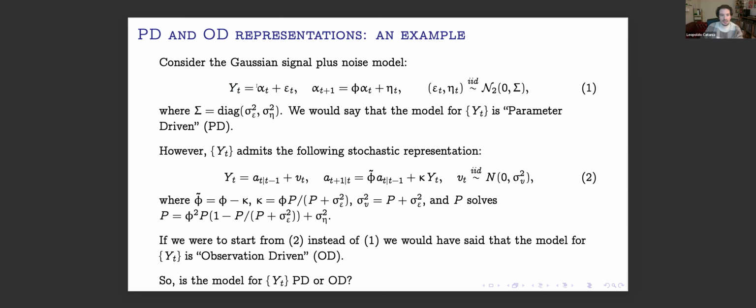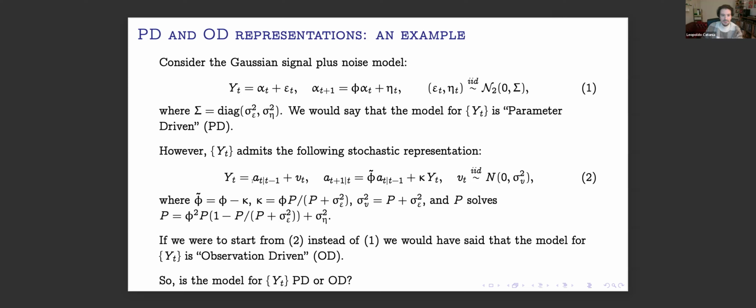Starting from this representation of the model, which we would say is parameter-driven, we can obtain another representation of the model, which is this second one in equation 2. And this second equation arises by computing the Kalman filter at the steady state. And this one would be called an observation-driven model.